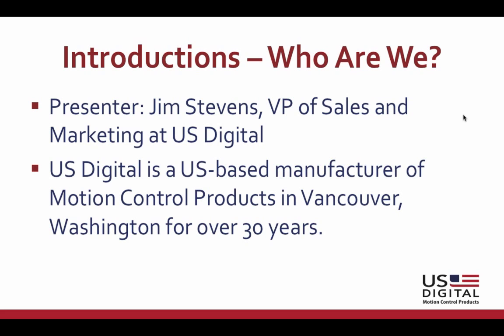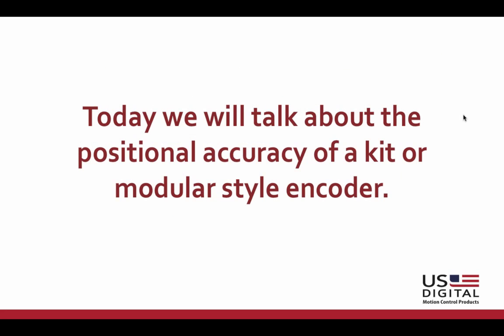So we're going to go a little bit different direction here in this discussion, but first, just to introduce myself once again, I'm Jim Stevens, VP of Sales and Marketing at US Digital. US Digital is a US-based manufacturer of motion control products in Vancouver, Washington, for over 30 years. Vancouver, Washington being Southwest Washington State, not Vancouver, BC. And today we'll talk about the positional accuracy of a KIT or modular style encoder.